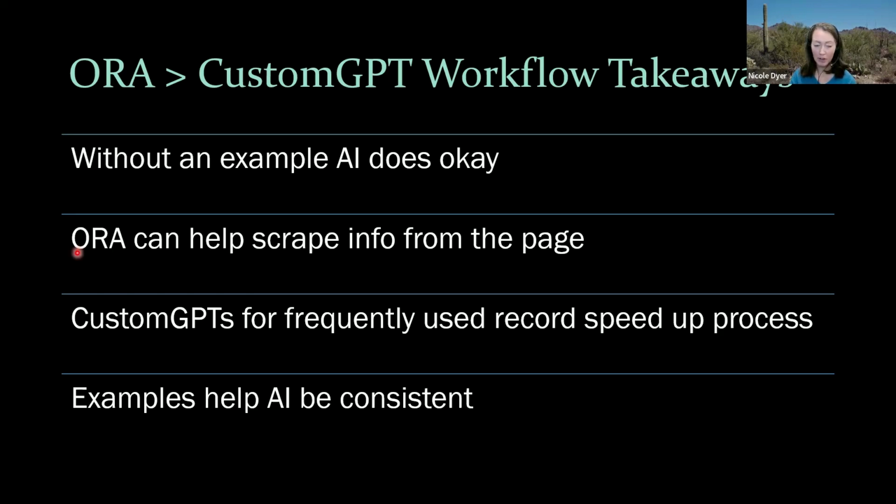Aura helps scrape info from the page, which I really like, gets that URL. The custom GPTs for frequently used records can help speed up the process. So if you use a lot of Bureau of Land Management records, then you might appreciate doing this same type of thing. And I really always notice that whenever we can give an example to the AI, it helps it so much to be consistent and to get an output that is what we are expecting.